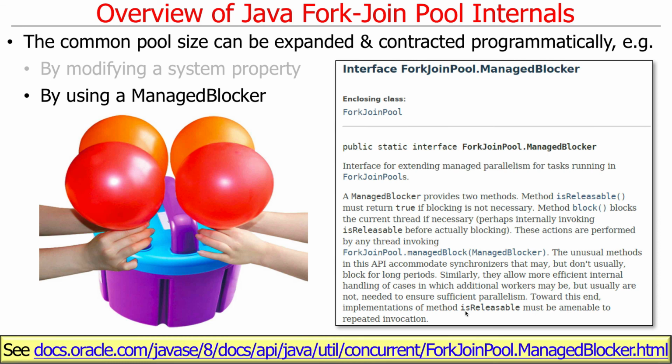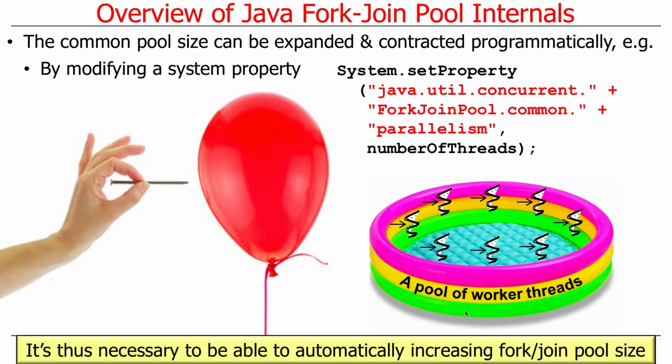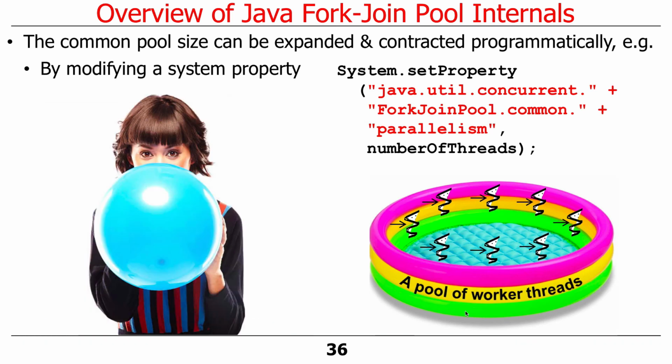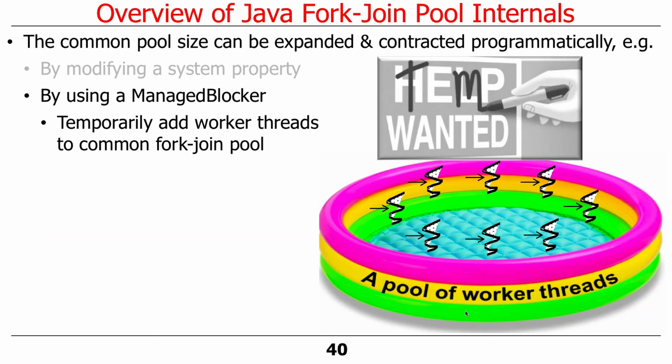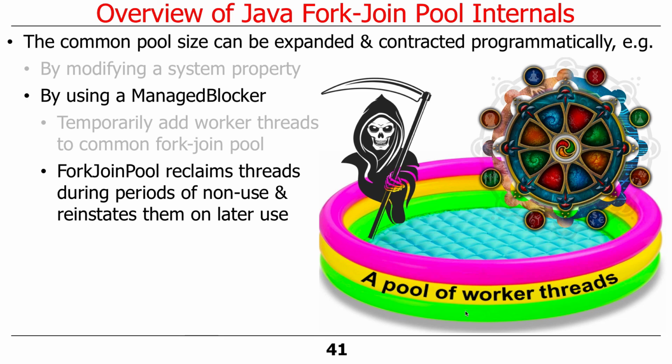So the way to do that, as I've talked about before, is by using a managed blocker, and that can be automatically used to inflate and contract, expand and contract the ForkJoin pool. And I just want you to know I spent a lot of time finding these pictures of balloons, so I hope you appreciate them. Right? So the metaphor of manually inflating it by setting those things or using a machine to do it for you. So these temporarily add worker threads to the common ForkJoin pool, and then under the hood, this will reclaim the threads when they're not being used, and then reinstate them, reincarnate them later when they're needed for some other purpose.